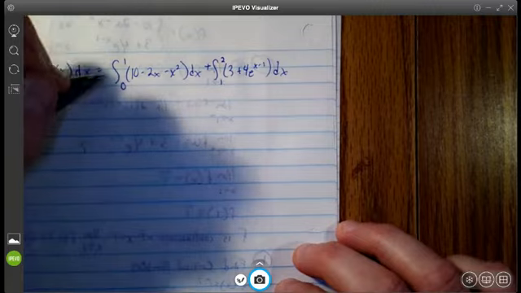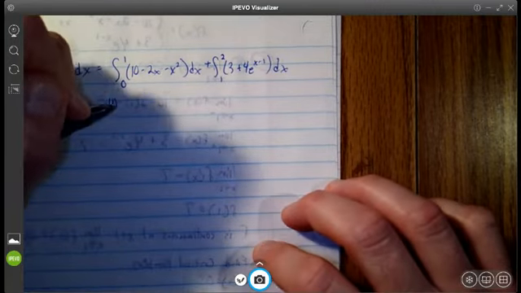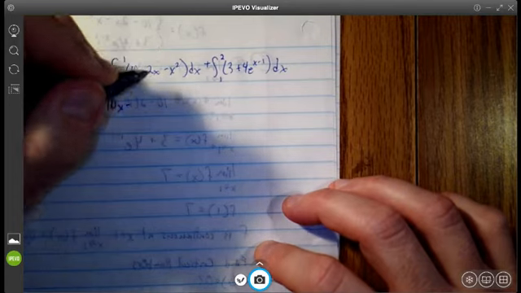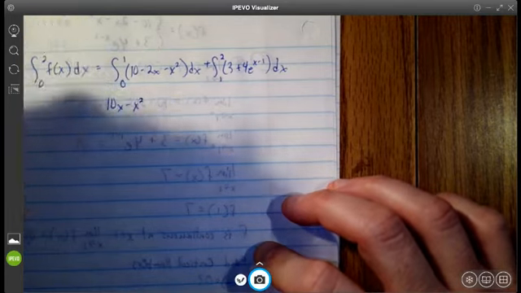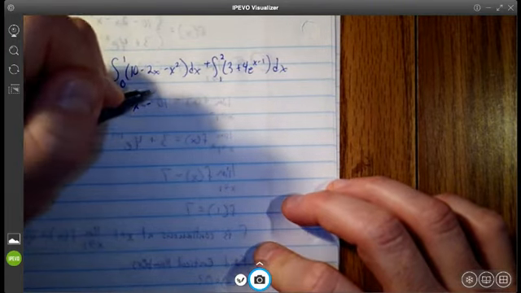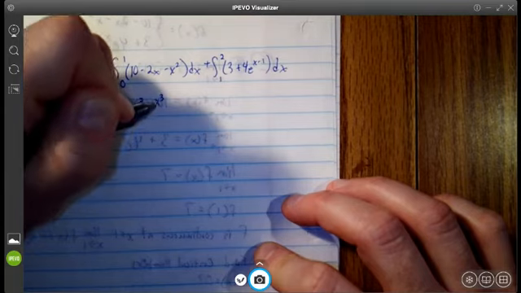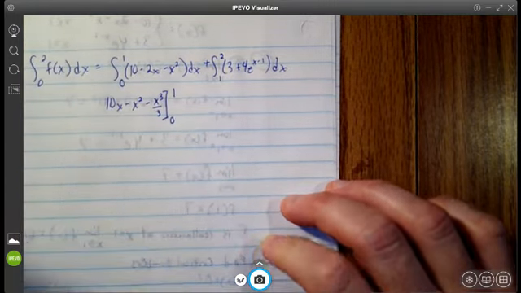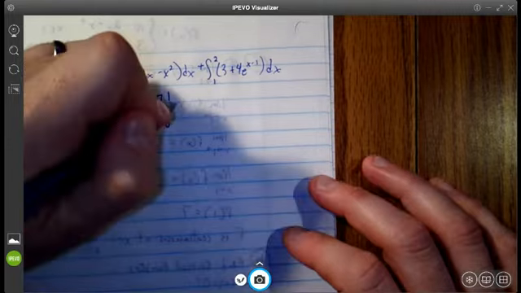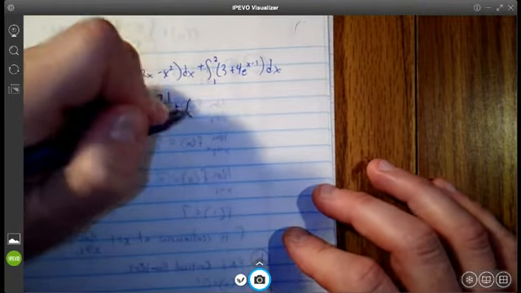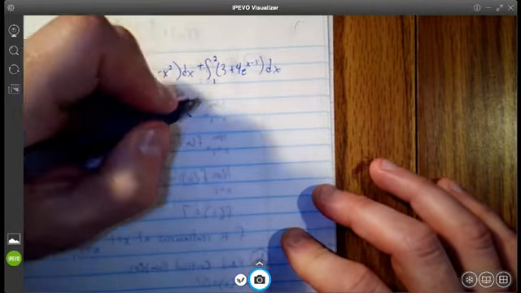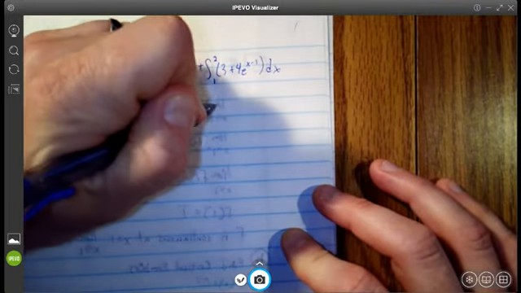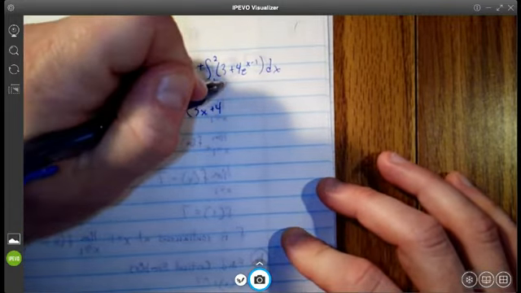All we need to do is evaluate those definite integrals. The first one we're going to integrate. We get 10x minus 2x squared over 2, which would just be minus x squared. And then the integral of x squared is x cubed over 3. We're going to evaluate that from 0 to 1. Then we add the integral from 1 to 2 of this piece. The integral of 3 is 3x.